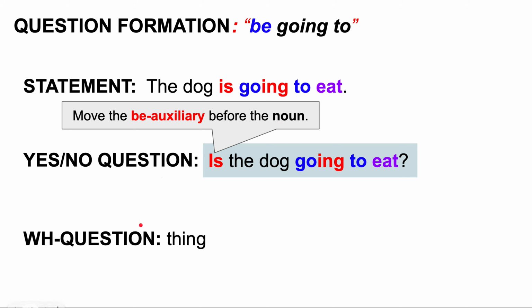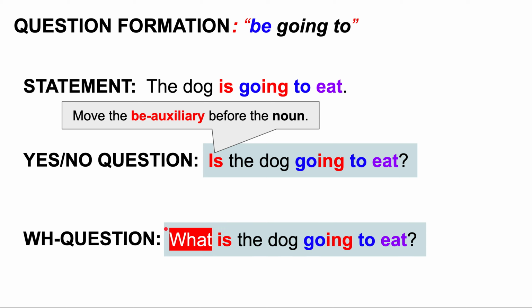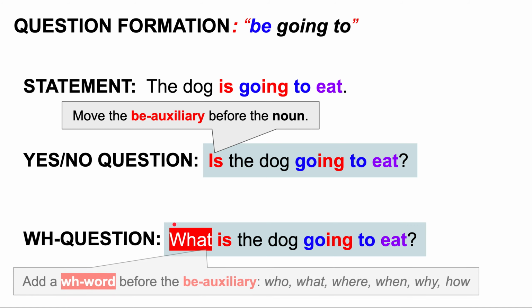Now we're going to make a WH question for thing. The WH word for thing is what. What is the dog going to eat? Remember to add a WH word before the be auxiliary. WH words are who, what, where, when, why, and how.